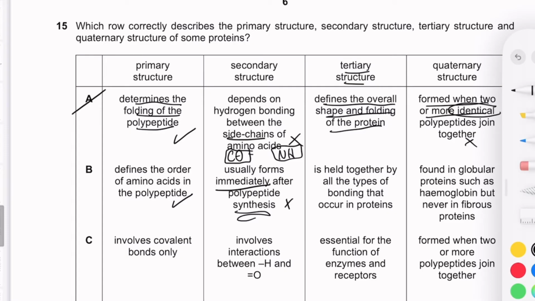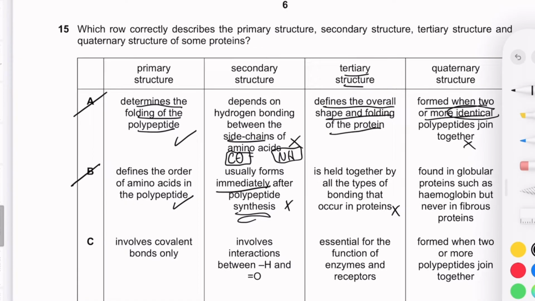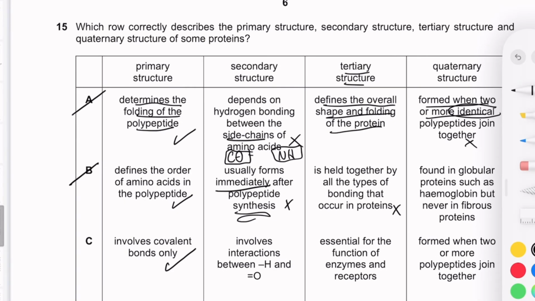Is held together by all types of bonds that occur in a protein. Well, not all of them. There are peptide bonds, and it's not held by peptide bonds. Quaternary, so let's just cancel this option. C. Involves covalent bonds only. That is correct. The peptide bond is a covalent bond. Secondary involves interactions between hydrogen and oxygen.